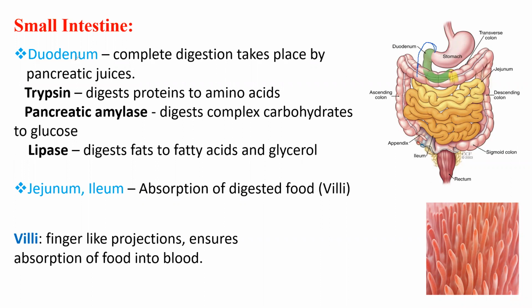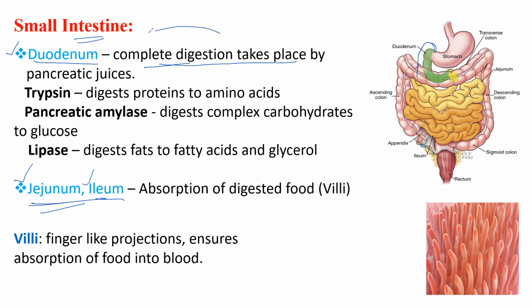Let's see that. The small intestine is a tube-like, coiled structure that is divided into three parts: duodenum, jejunum, and ileum. The duodenum is a U-shaped structure where the complete digestion takes place.